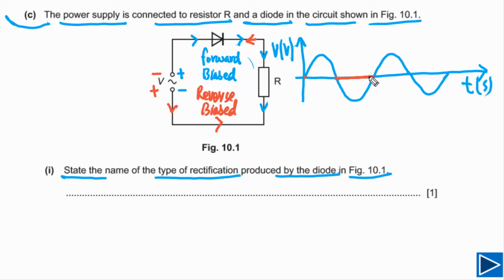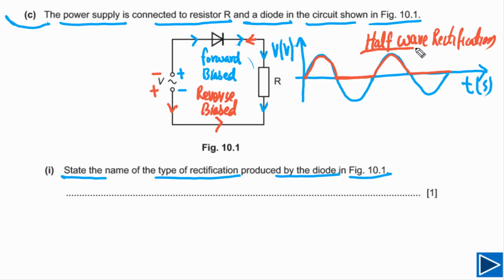Current will be blocked. So we will see this curve instead of a sine or sinusoidal curve. And this is half wave rectification. Only half of the cycle current can flow through this resistor, and the other half of the cycle current is blocked by this diode. So simply we can say this is half wave rectification.